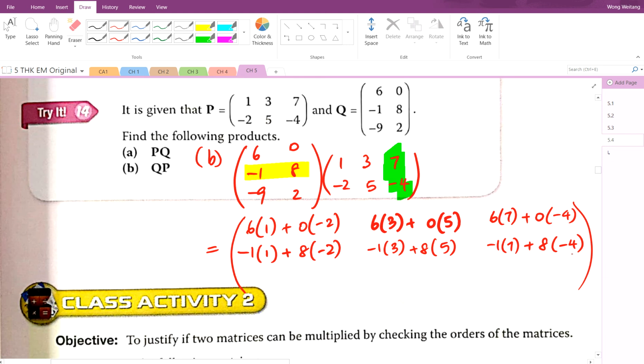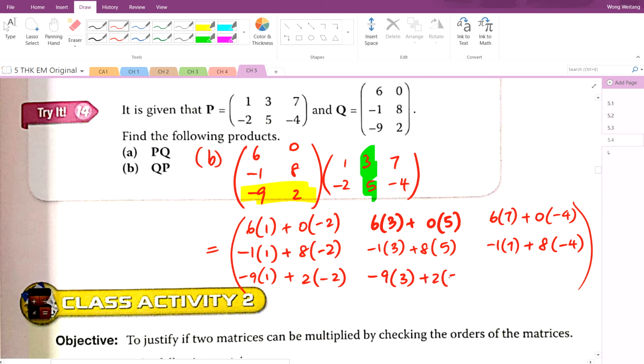Now the last row, and first column. So -9 times 1 plus 2 times -2. Now for the second column, 3 and 5. -9 times 3 plus 2 times 5. And the last one, -9 and 7 plus 2 times -4. Okay, done.